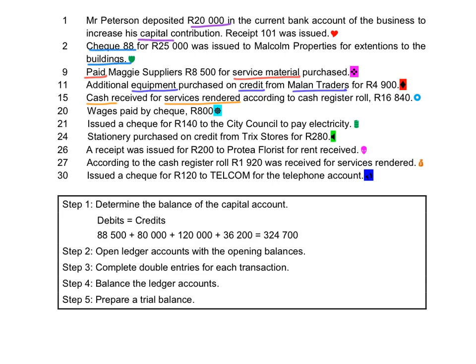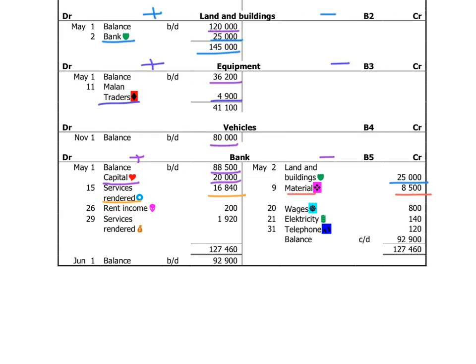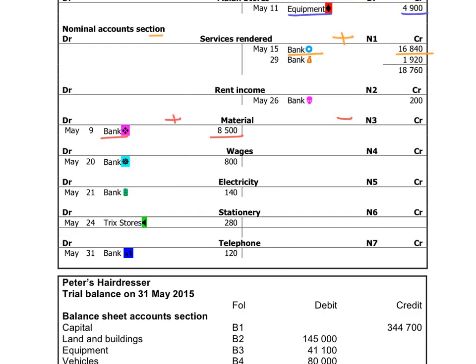Wages paid by check. Money was taken out of the bank. What did we pay? Wages. The bank account will be credited with the 800 to decrease the money in the bank, and the wages account will be debited. Wages is expense. Expenses increase on the debit side and decrease on the credit side. So the expense is increased with 800 on the debit side, bank account credited.